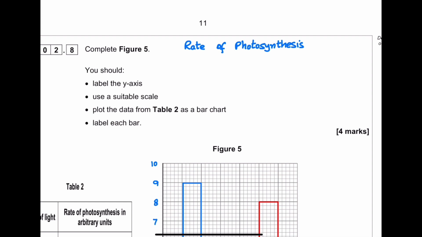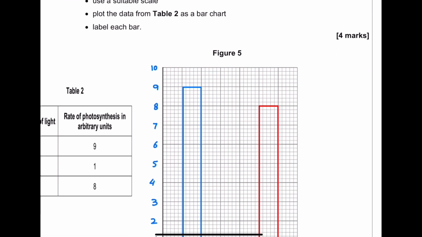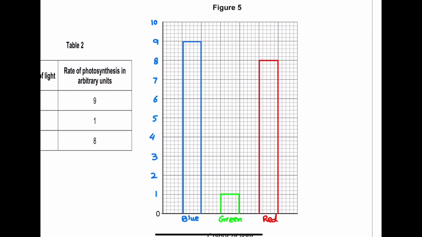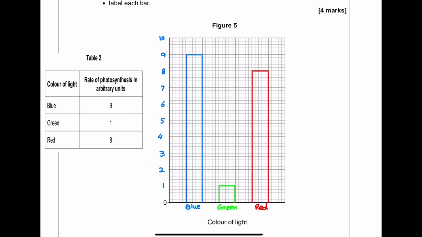We can see from here in figure number 5, I put the table next to it. I labeled my x-axis. I put the scale on my y-axis from 0 to 10. My y-axis is rate of photosynthesis in arbitrary units. From the table, you can see that the blue is 9. So we can draw the blue bar here and we can label it blue.